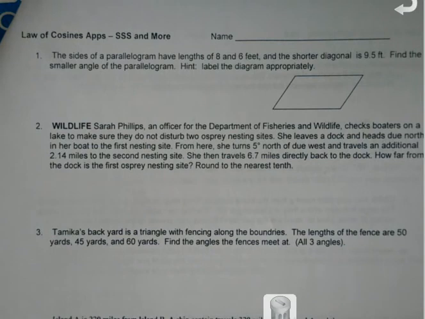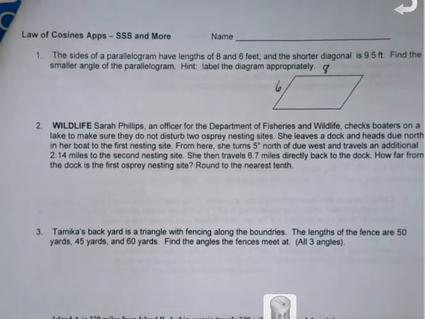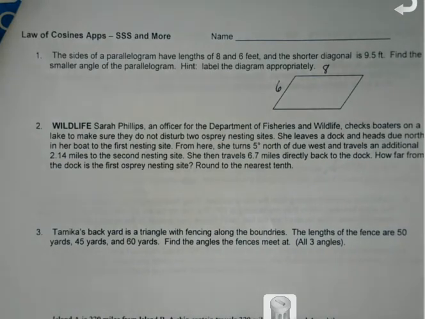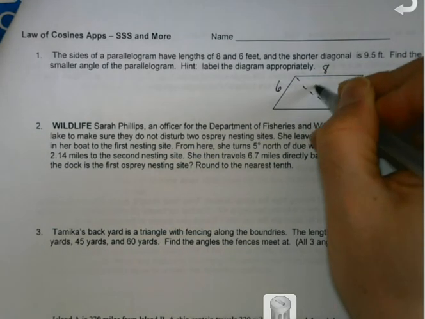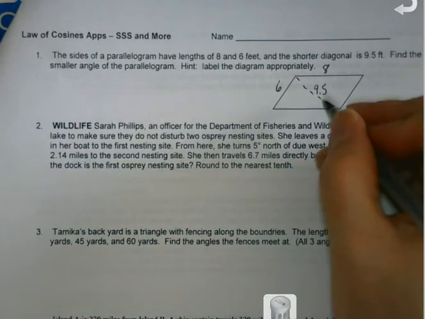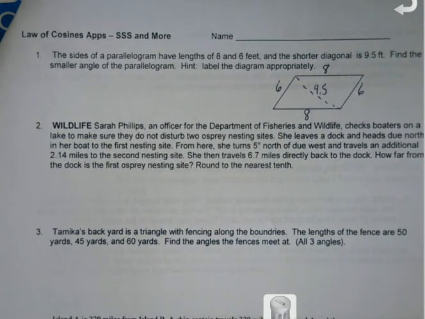For instance, they give me this parallelogram. They have lengths of 8 and 6 feet. That's not a big deal. The shorter diagonal, because we have to remember, it's going to have 2 diagonals. The shorter diagonal is 9.5 feet. So I'll put an 8 down here too and a 6 over here. Find the smaller angle of the parallelogram.